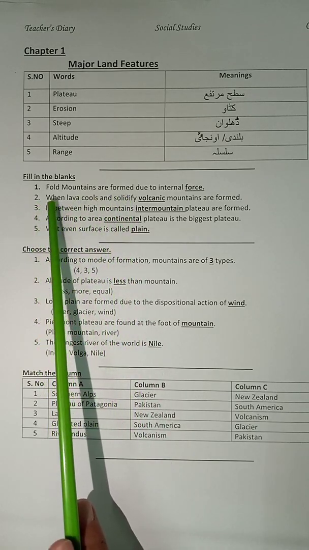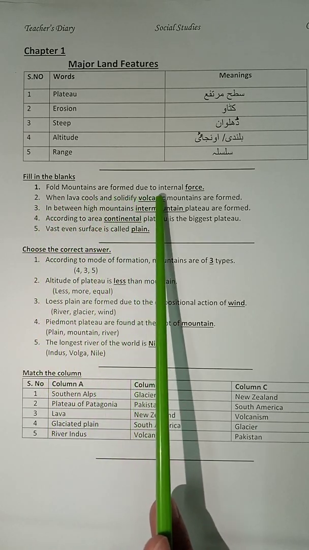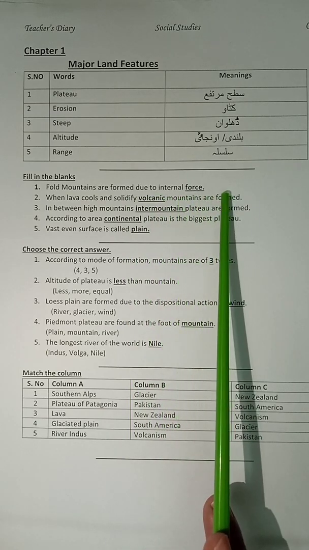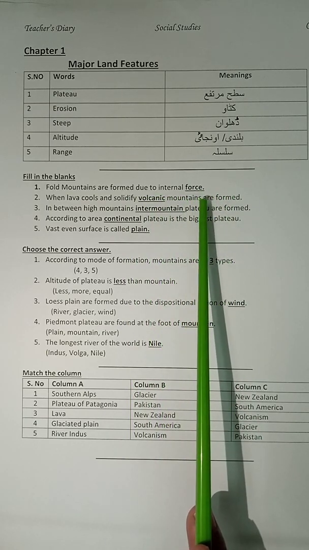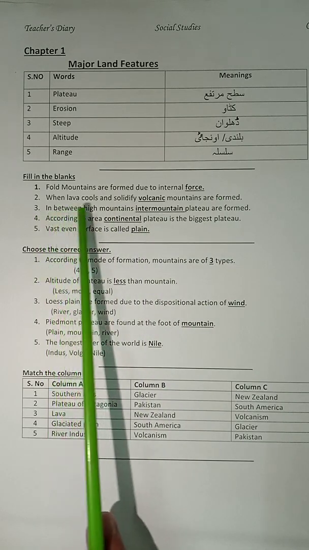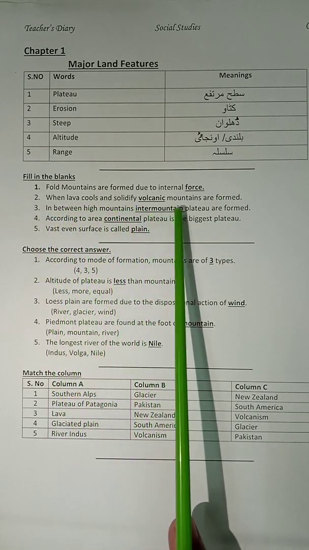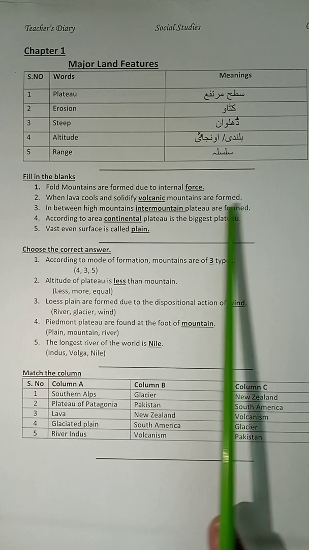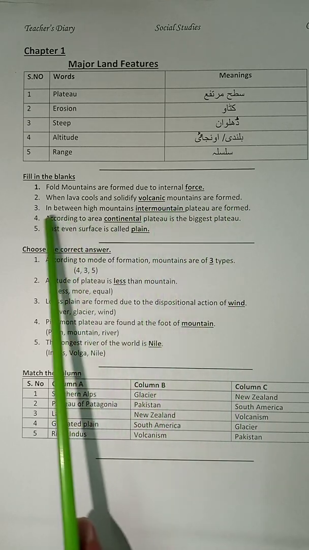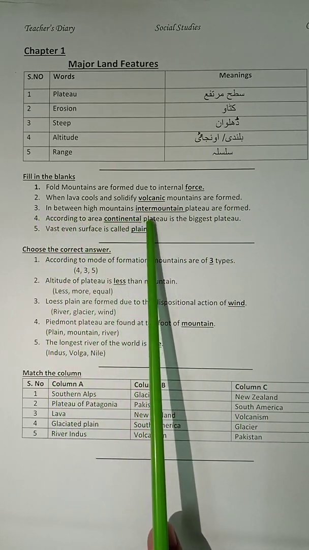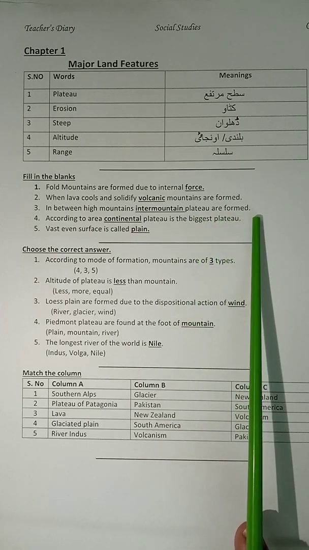Number 1 is fold mountains are formed due to internal force. Underline the word force. Number 2, when lava cools and solidify, volcanic mountains are formed. Underline the word volcanic. Number 3, in between high mountains, intermountain plateau are formed.